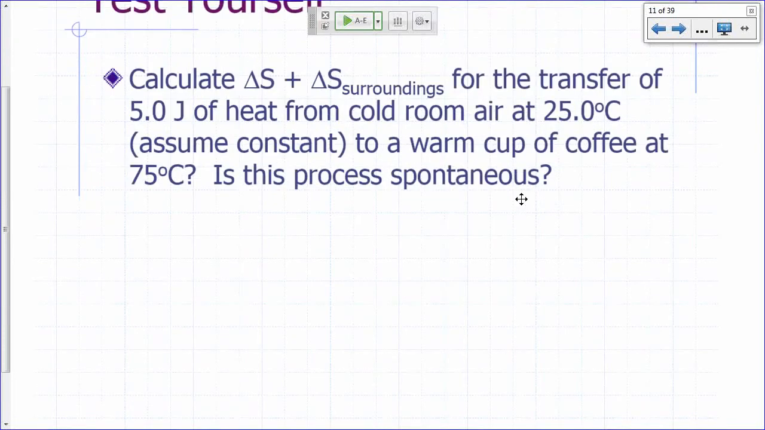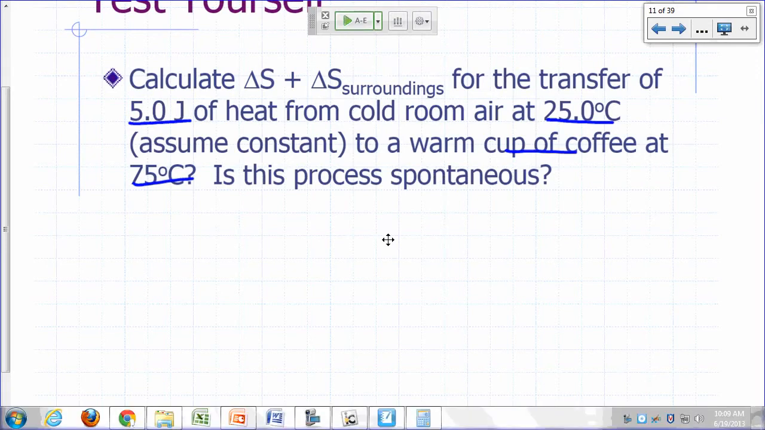So let's do this. Calculate delta S, delta S, and delta S surroundings from the transfer of 5 joules of heat from cold room air at 25 degrees to a warm cup of coffee at 75 degrees. Is this process spontaneous or not? First of all, let me ask you, is this going to be a spontaneous process? It is. Room temperature, cold air, transferring heat to a warm cup of coffee at 75 degrees Celsius.